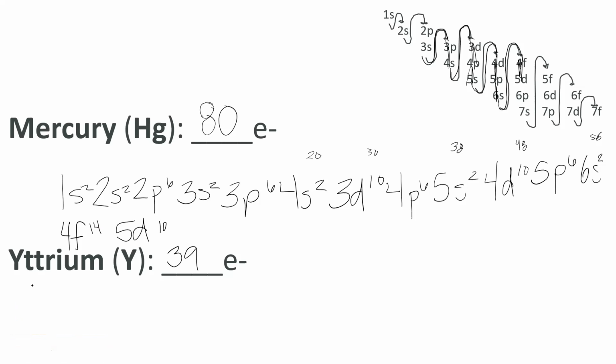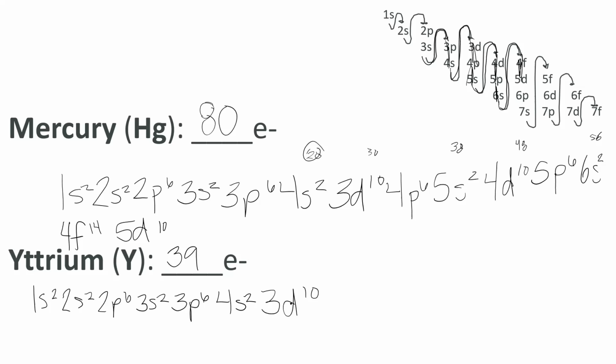Okay, starting with 1s2, 2s2, 2p6, 3s2, 3p6, 4s2. Now I remember from up here, I'm only at 20 with 4s2, sorry. I'm going to keep going.